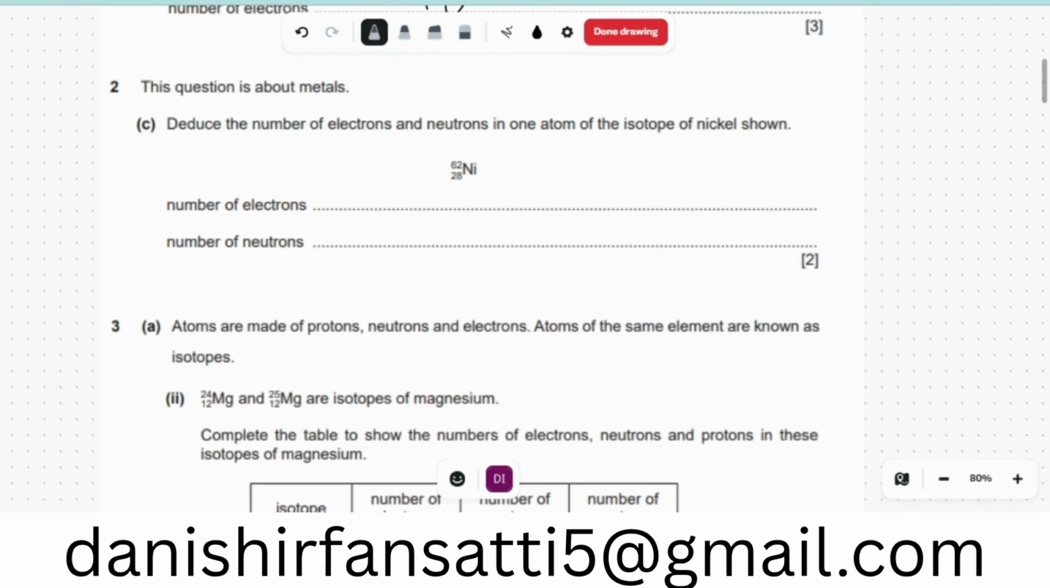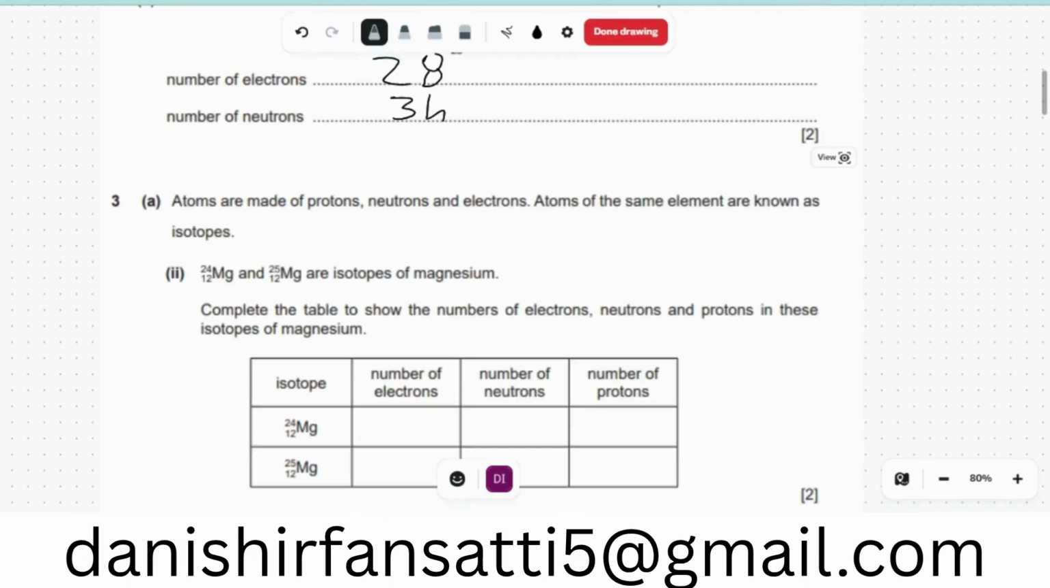This question is about metals. Deduce the number of electrons and neutrons in one atom of the isotope of nickel shown. Okay, so the number of electrons is 28 because there is no charge, and the number of neutrons is 62 minus 28, which is 34. Okay, that's an easy one. You will get 2 marks for that.